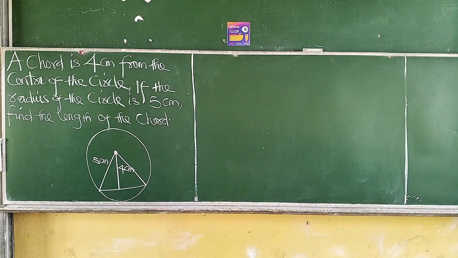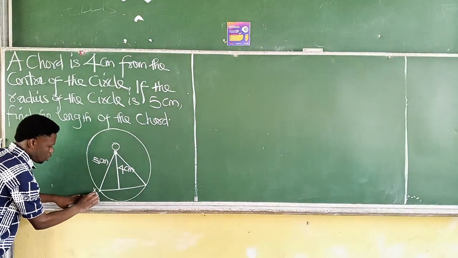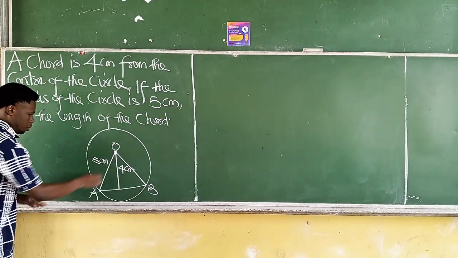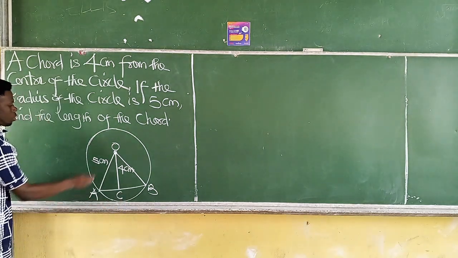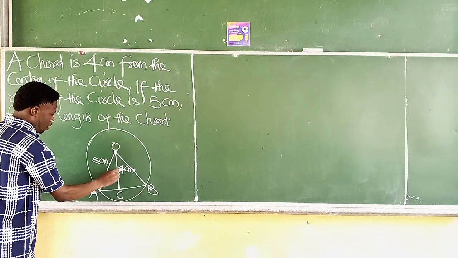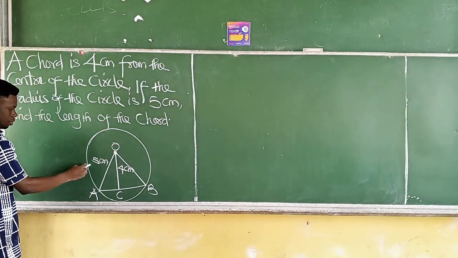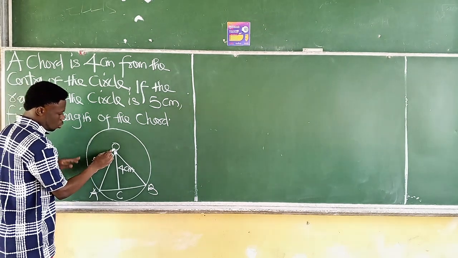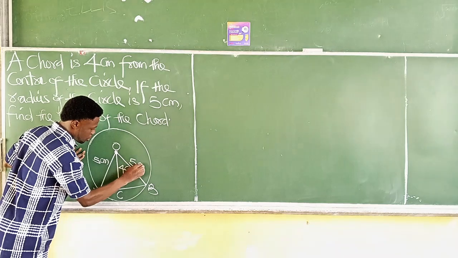Alright, now let's examine this. This is my O, this is my A, called AB, and this is C. Line OC is given as 4, and line OA is given as 5. Therefore, if line OA is 5, line OB is also given as 5 because radii are the same.